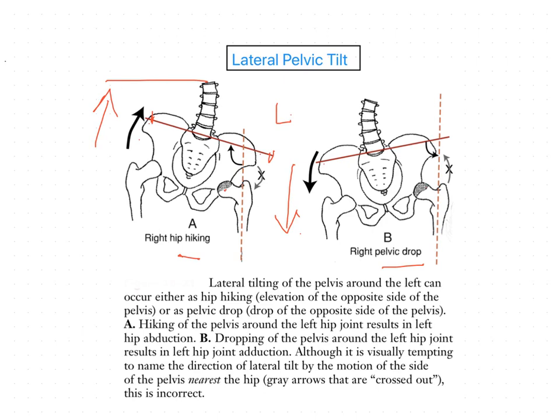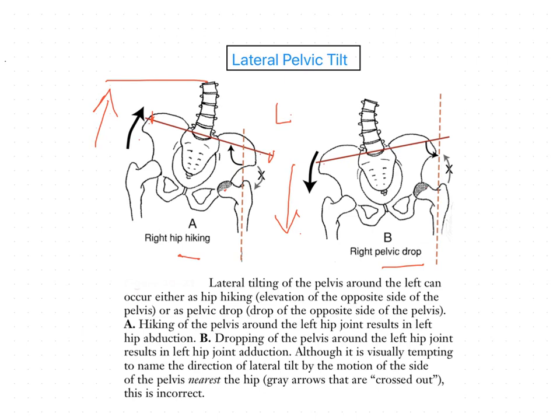So if the tilting is taking place, we have seen that anterior tilting of the pelvis causes hip flexion, posterior tilting causes extension, isn't it? Now what is happening during hip hiking and pelvic drop at the left hip joint?